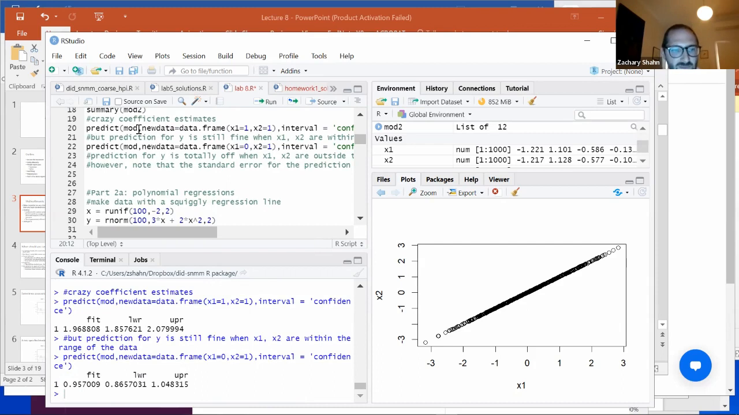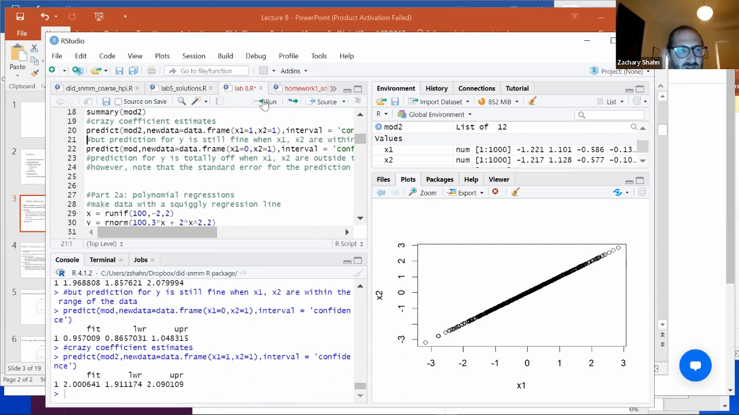Oh, wait, hold on. Sorry. I did predict mod instead of predict mod 2. Here, sorry, the same message holds. Before, I did the prediction from the first model. That's what I was showing you. The prediction from the second model for x1 equals 1 and x2 equals 1 is similar to the first model. In fact, it's better. Like 2 is correct, right? And it's pretty certain. Same message, just slightly different numbers when I put in the correct model.